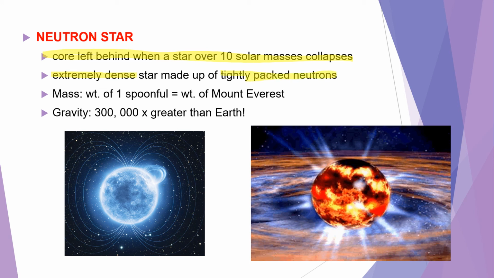So it says here, in terms of the mass of a neutron star, the weight of one spoonful of a neutron star is equal to the weight of Mount Everest, guys. So that tiny little bit of a neutron star is so dense that it has the same weight as Mount Everest. Okay, and the gravity of a neutron star is 300,000 times greater than Earth. So that's one route after a supernova, a neutron star. Just that dense core that's left behind.